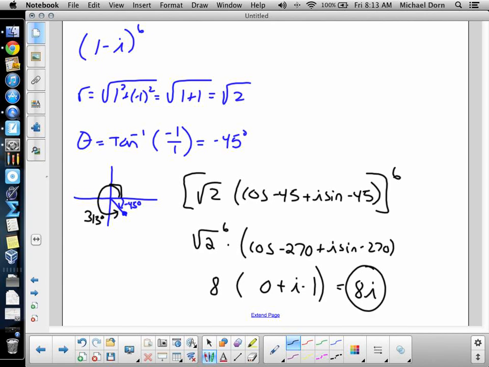If you did 315, by the way, you still wind up, when you multiply by 6, at 90 degrees. It's 315 times 6, which is 1890 degrees. But if I put in the right mode, please, thank you, degrees. But if I take the cosine of 1890, it's still 0. And if I take the sine of 1890, it's still 1. So it didn't matter if you did the negative 45 or the 315.